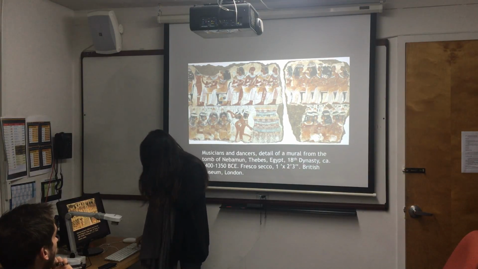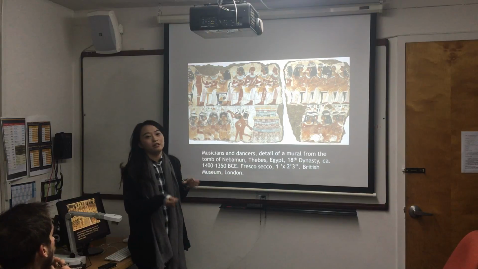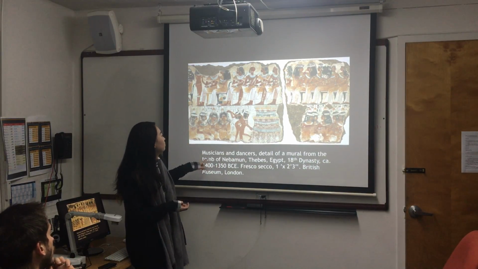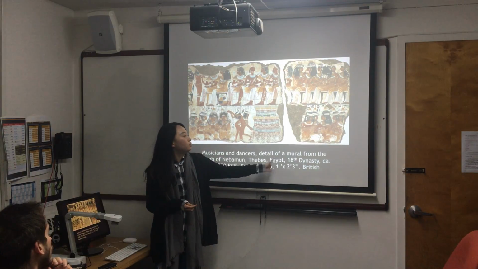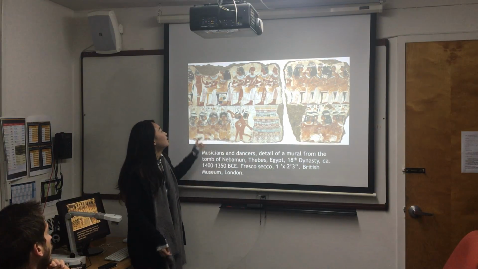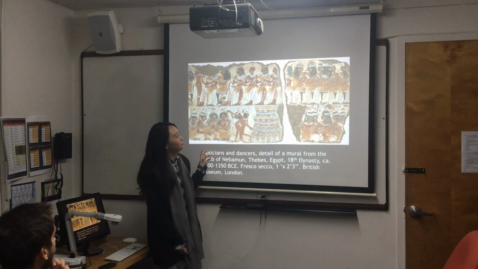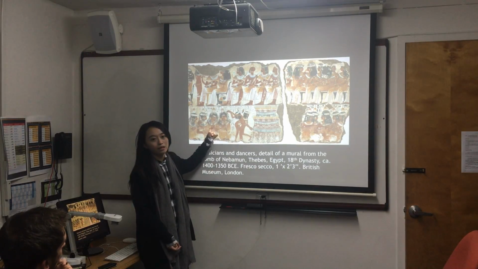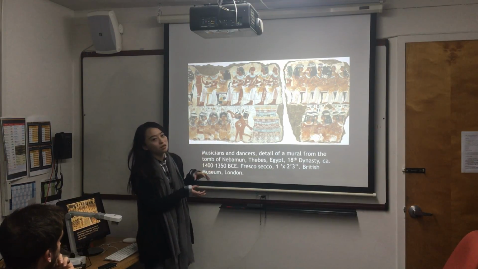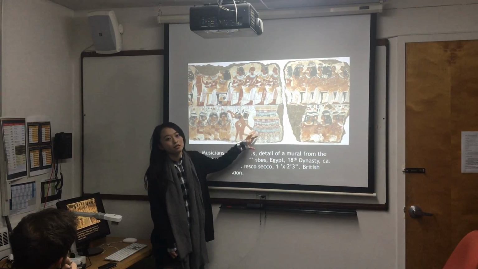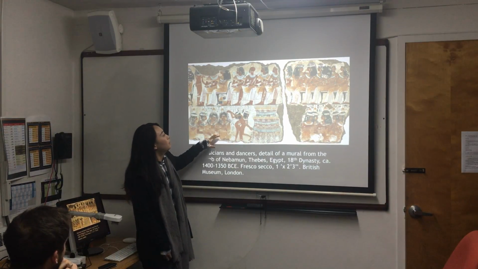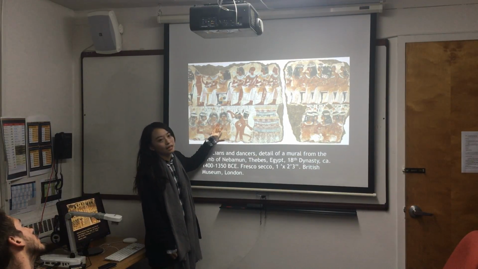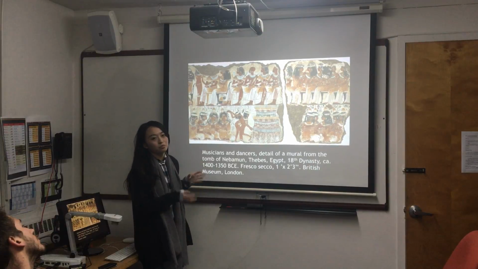But although they have lots of similarities between the Mesopotamian cylinder seal and this fresco from ancient Egypt, New Kingdom, they also have lots of differences. They're not only different in the medium. One is a cylinder which is carved, and one is a fresco which is painted, but also in the styles. We can clearly see that this piece is much more delicate, while the cylinder is much more simple.